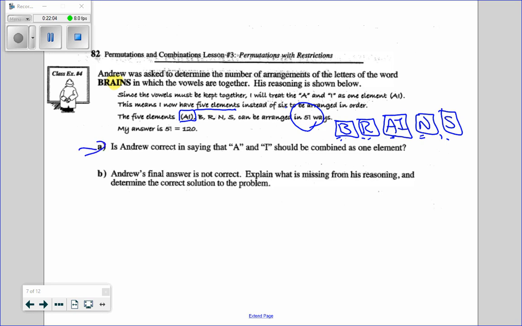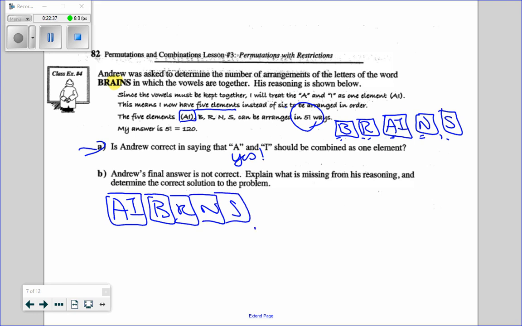There's a problem. He's close. He's just not quite. Is Andrew correct in saying that the A and I should be combined as one element? Yes, because they have to be kept together. But it said that they have to be kept together. It could be IA, not AI. So what you have to do is think of the AI together, and then you've got the B, the R, the N, the S.